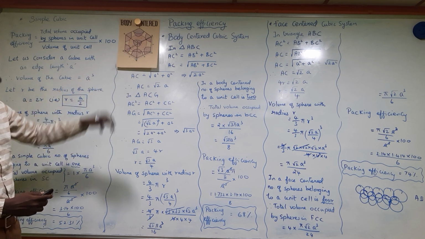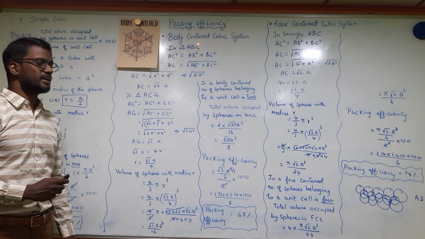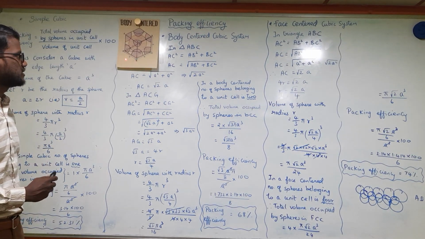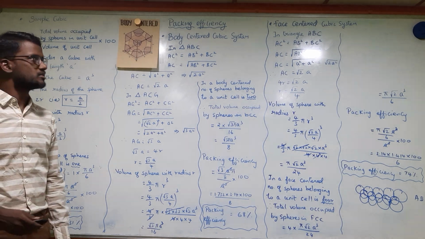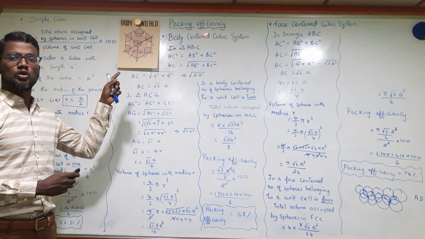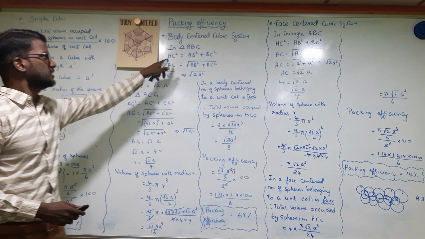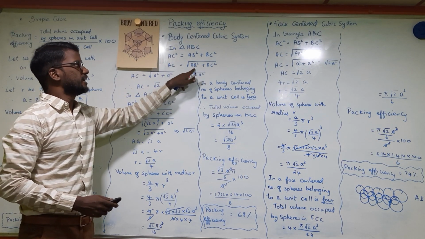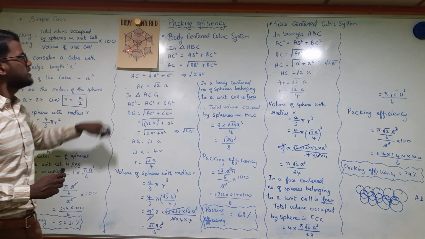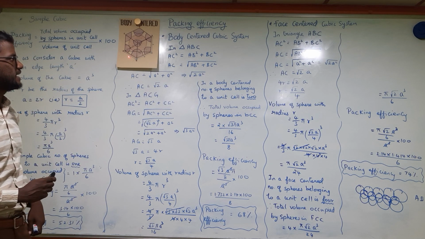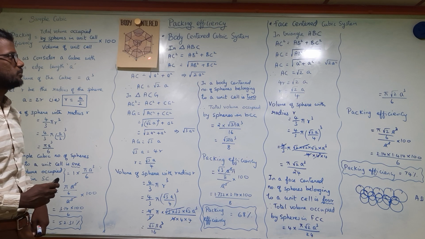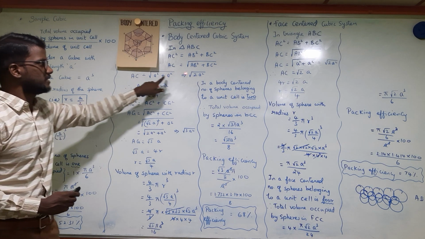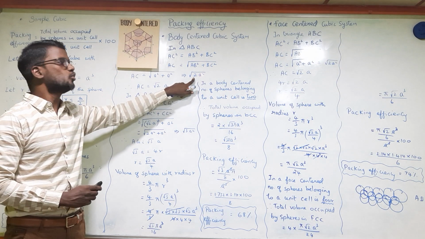Okay, so now we'll just see body centered cubic system. In triangle ABC, first we'll start seeing ABC, A, B, and then C. In this triangle, using Pythagoras theorem, AC square is equal to AB square plus BC square. If I take square root, it becomes square root of AB square plus BC square. So what is AB? AB stands for A. So AB square is A square. And what is BC? Again A, so A square again. So the answer will be square root of 2A square.